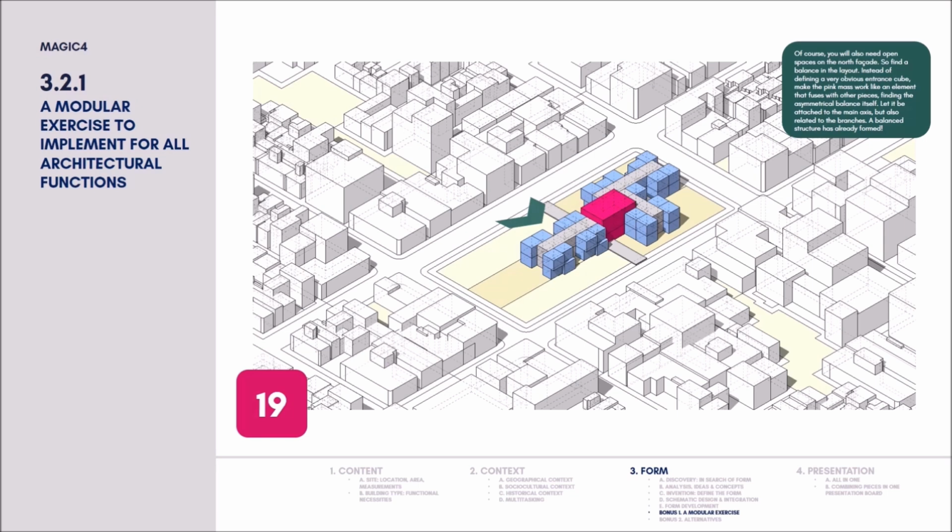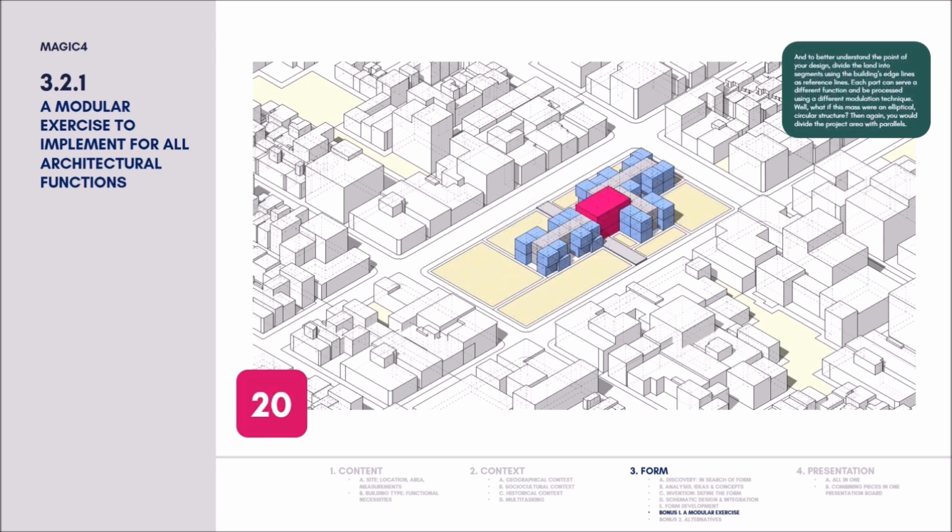20. And to better understand the point of your design, divide the land into segments using the building's edge lines as reference lines. Each part can serve a different function and be processed using a different modulation technique. Well, what if this mass were an elliptical, circular structure? Then again, you would divide the project area with parallels.